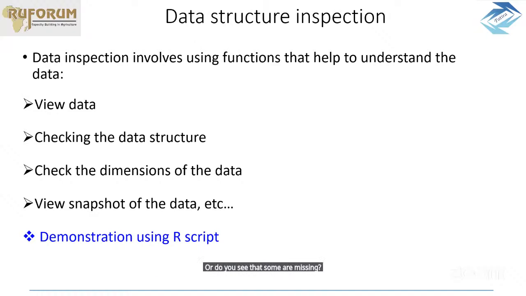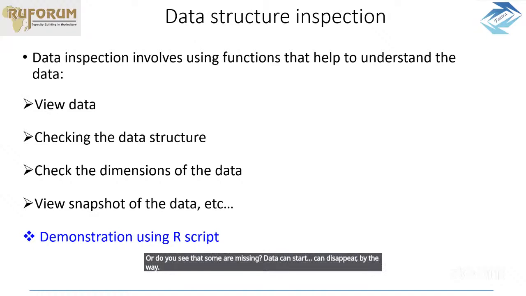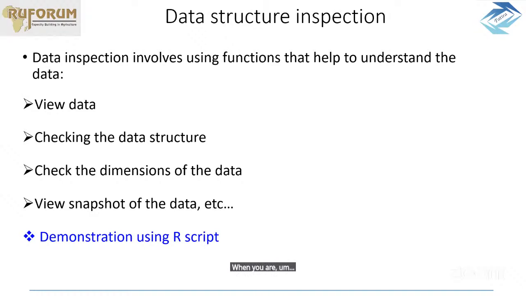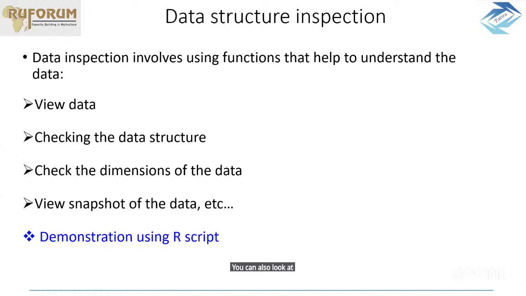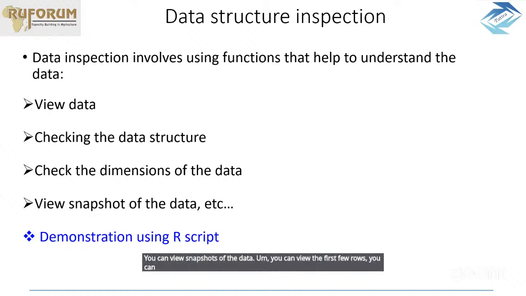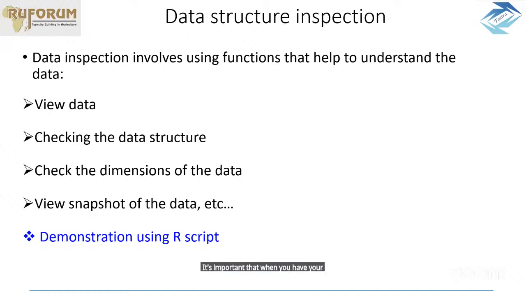Data can disappear, by the way, when you are extracting it from different places. There can be mistakes, so it's important that you get a clear structure of the information that you have. You can also look quickly at the dimensions of the data that you have. You can view snapshots of the data. You can view the first few rows. You can view the last rows of your data. It's important that when you have your data, you do all these things.